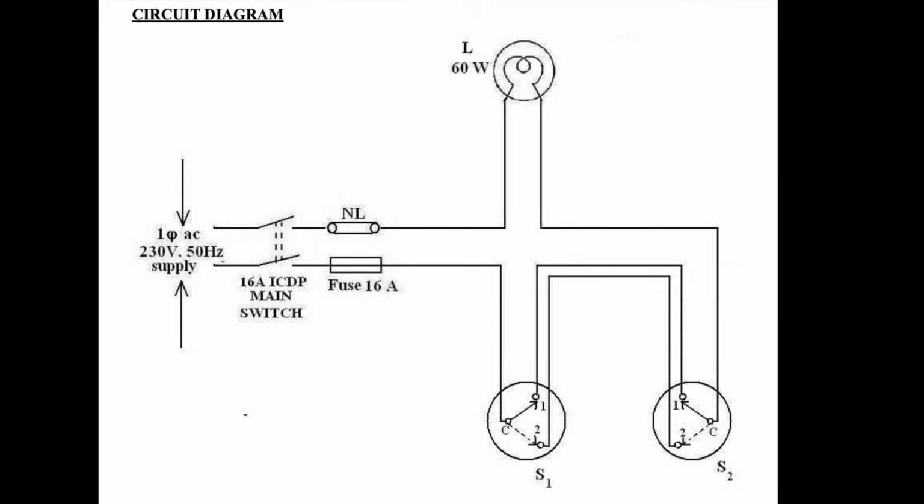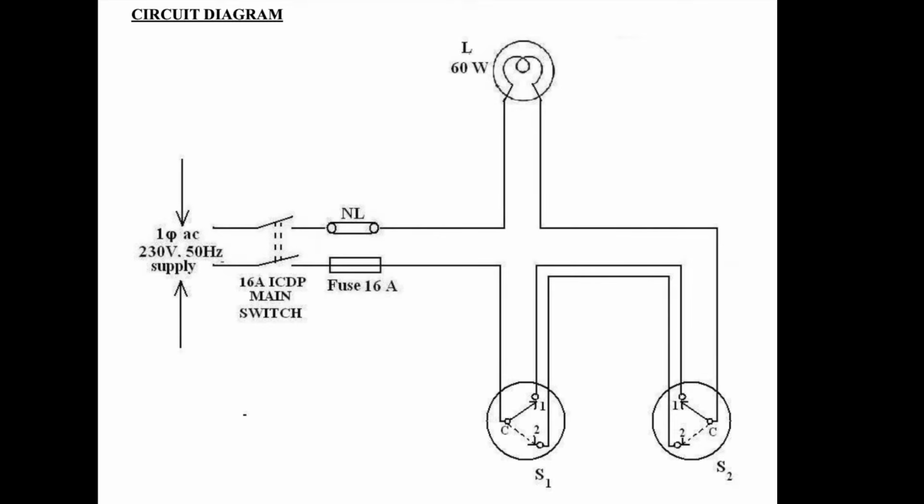The phase wire goes straight to the common terminal of switch 1. Then we have a connection from terminal 1 of switch 1 to terminal 1 of switch 2. Then a connection from terminal 2 of switch 1 to terminal 2 of switch 2. Then from the common point of switch 2, you have the connection to the lamp. Then from the lamp, you have the connection to the neutral.